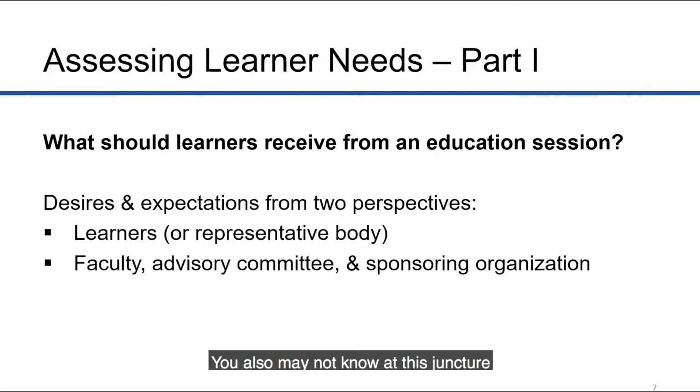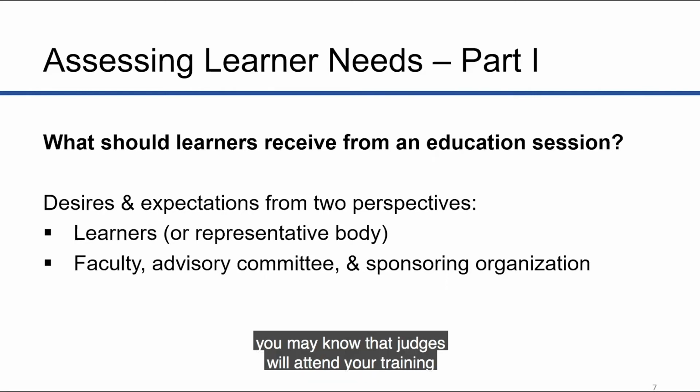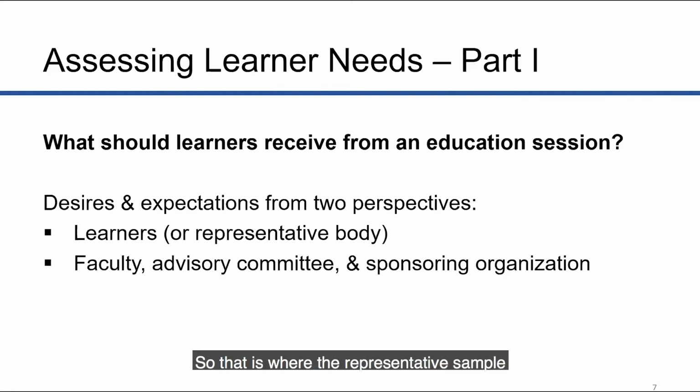You also may not know at this juncture who specifically will attend the training. So for instance, you may know that judges will attend your training, but you do not know that Judge Tom Thumb will attend your training. So that is where the representative sample becomes important.